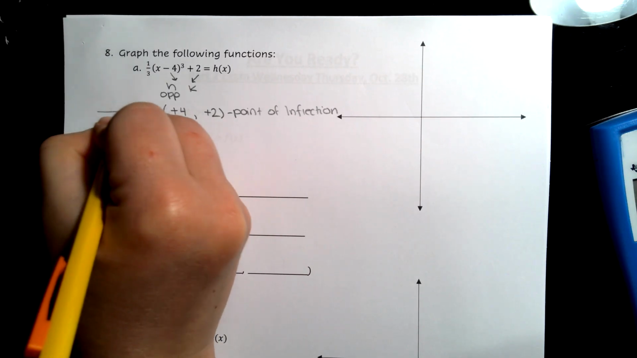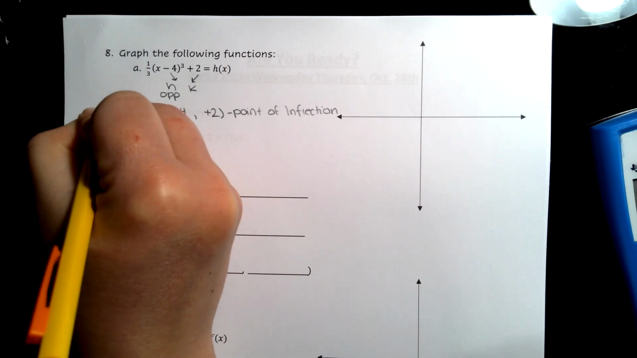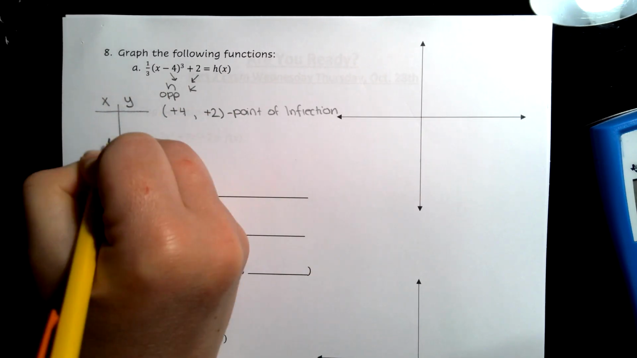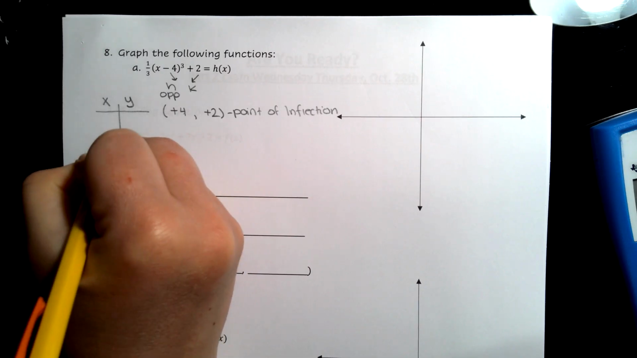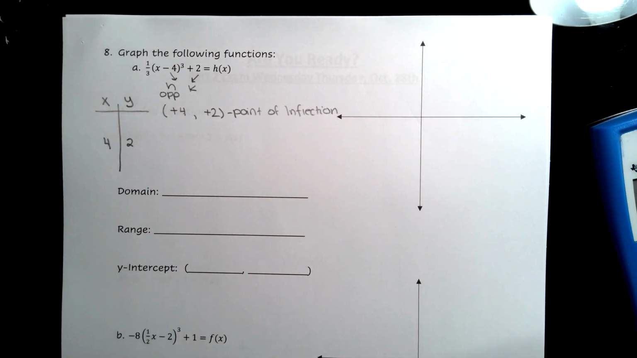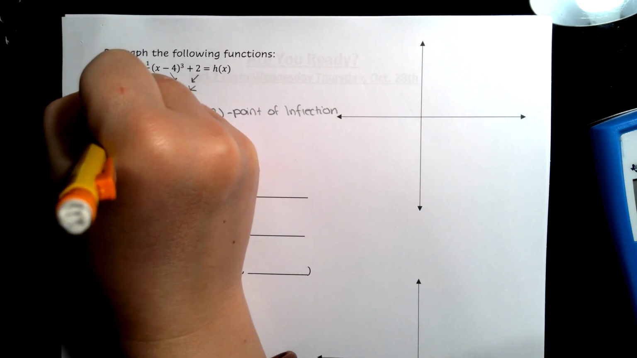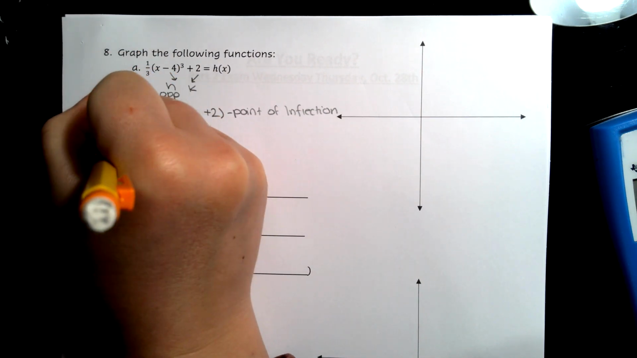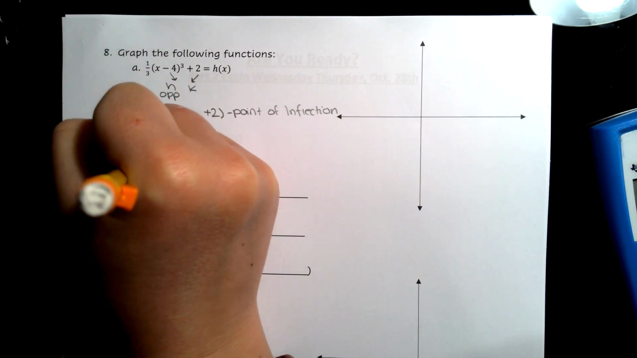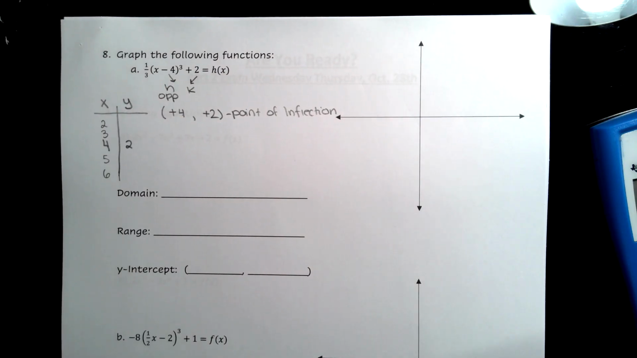With our point of inflection, the next thing we're going to do is create a t-chart. This point of inflection, we're going to write in the center, and we're going to choose some pretty points going up and down on the t-chart. Now, you have to make sure these points are pretty points, meaning points that we can graph. Things like 3.875 is not something we can graph.